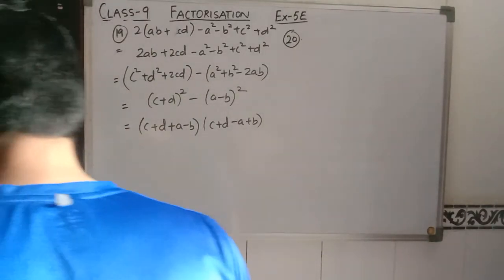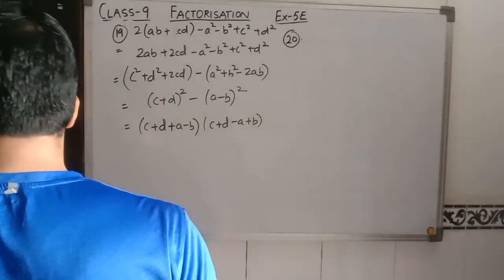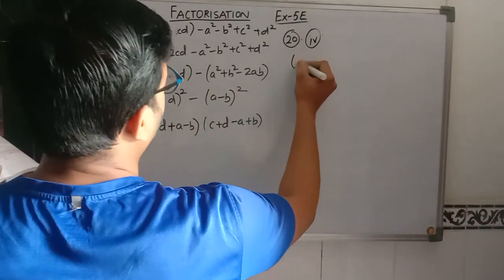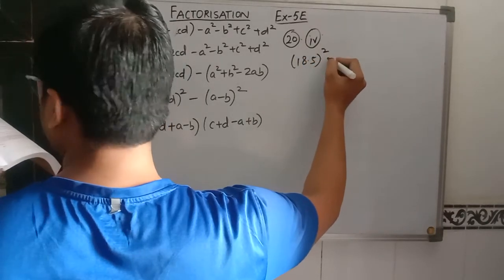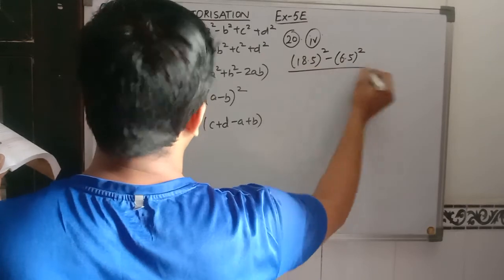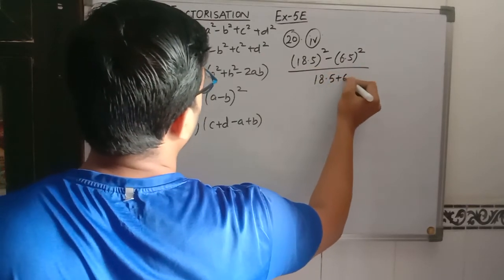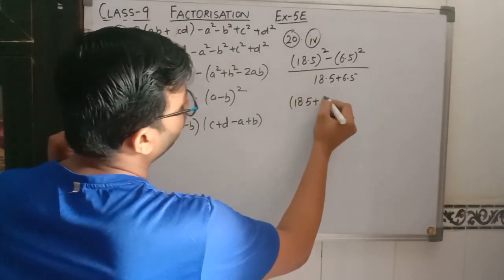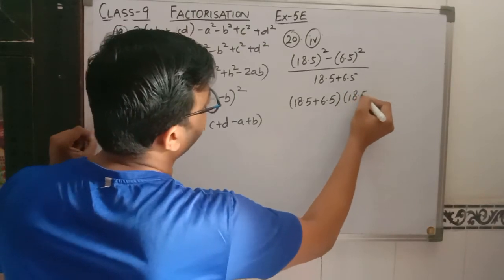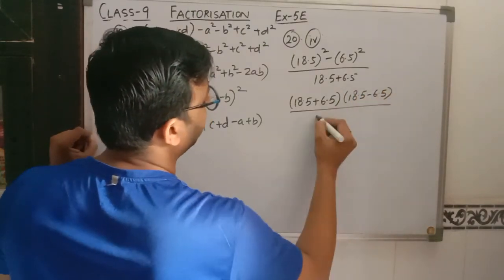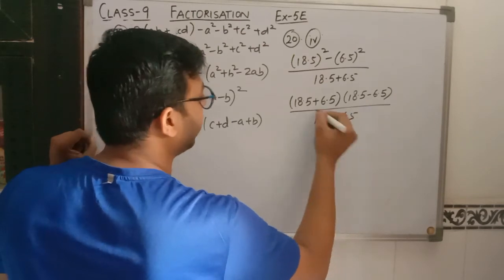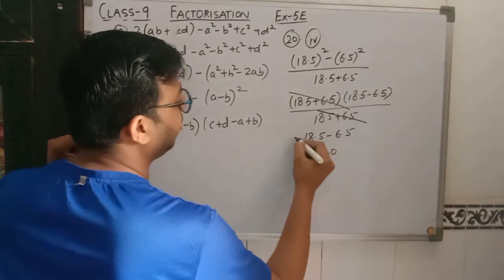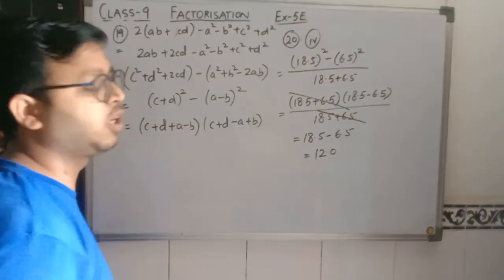Now we are coming to the last question. In this we have to find the values by applying the identities. So I am telling you the fourth part. The remaining parts you can solve yourself very easily. 18.5 whole square minus 6.5 whole square divided by 18.5 plus 6.5. In the numerator, the a square minus b square identity can be applied. So in the first bracket a plus b, in the second bracket a minus b, and in the denominator 18.5 plus 6.5 is there. This can be cancelled. So the final answer is 18.5 minus 6.5. The result will be 12. So this is question number 20, fourth part.